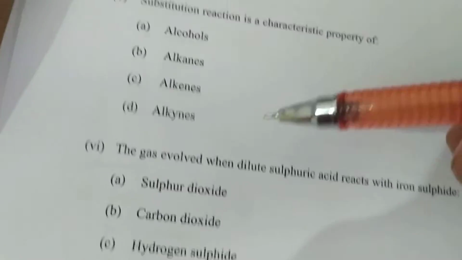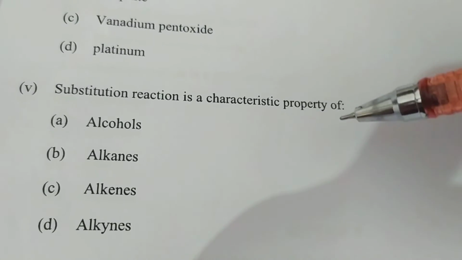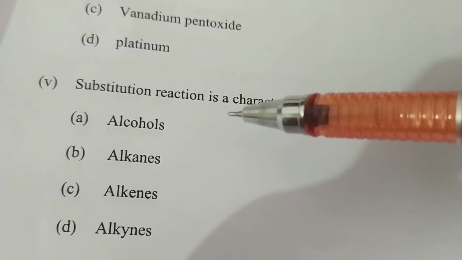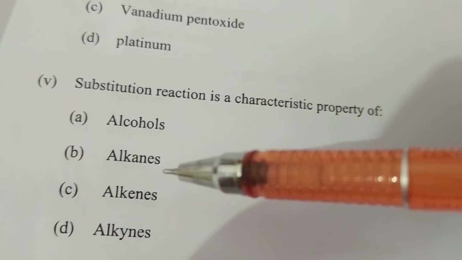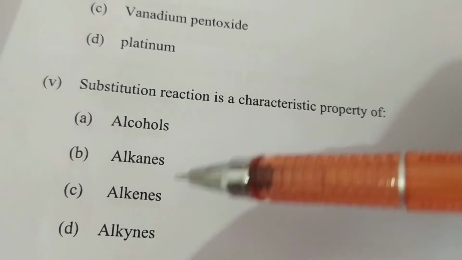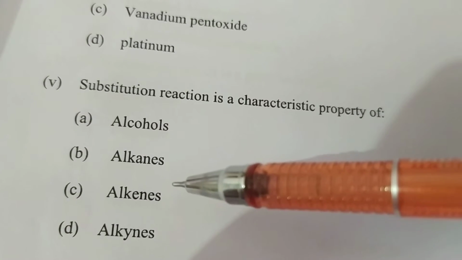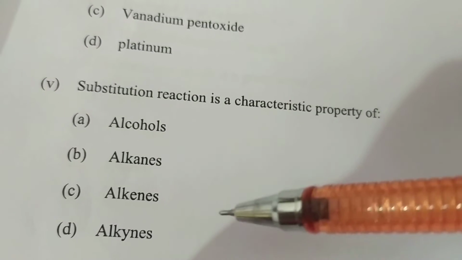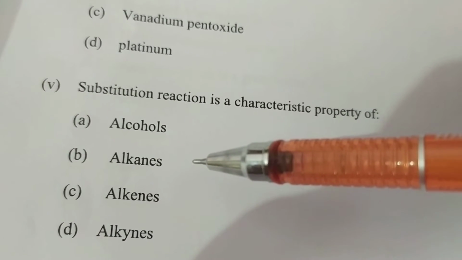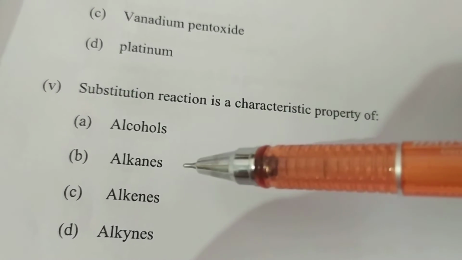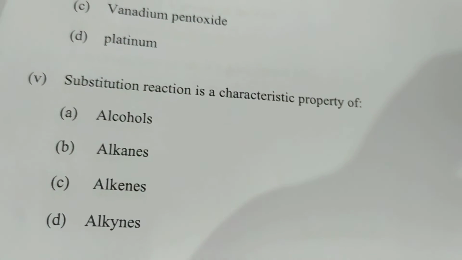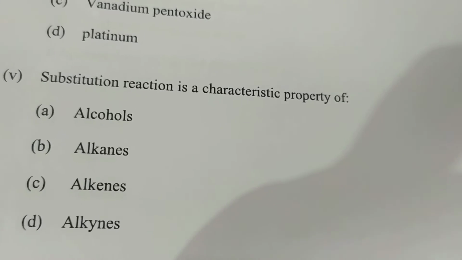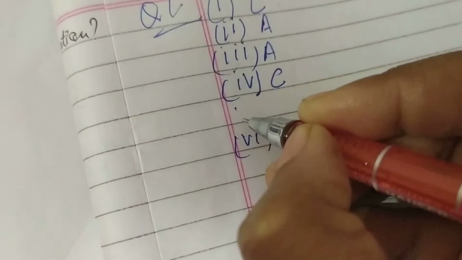Now let's see the fifth question. Substitution reaction is a characteristic property of, that is again a very direct question. Substitution reaction is a characteristic of alkanes. Alkenes and alkynes give addition reactions because of the presence of double and triple bonds, and alcohol also does not show the characteristic property of substitution reaction. The answer is alkanes, because all its valencies are satisfied by hydrogen. So here the fifth answer is B.